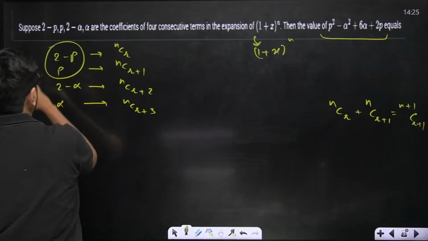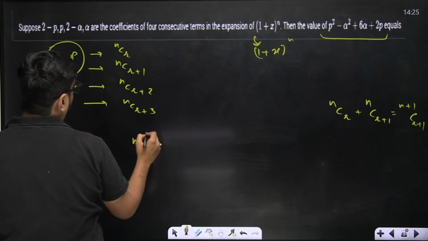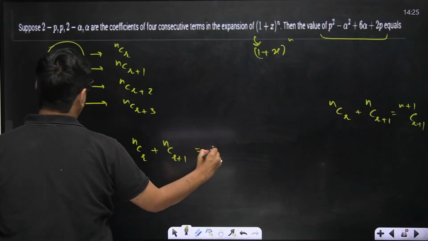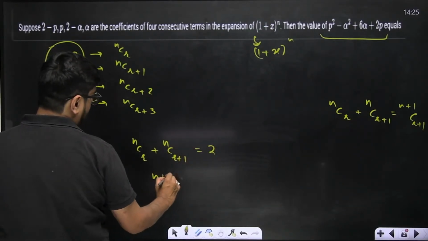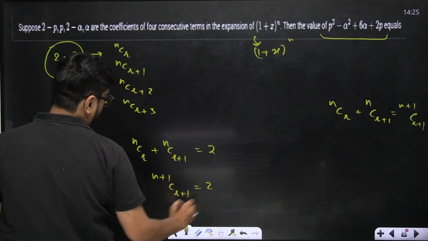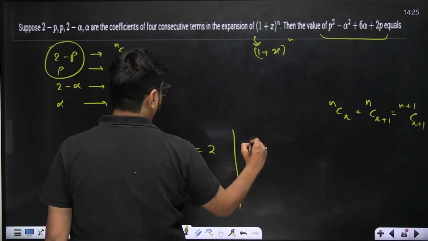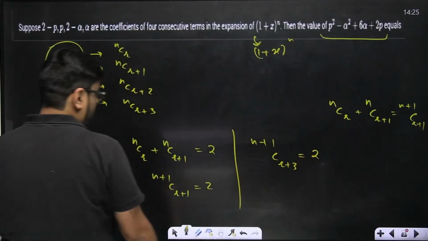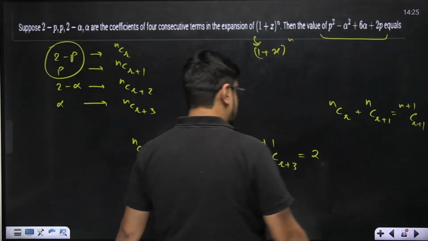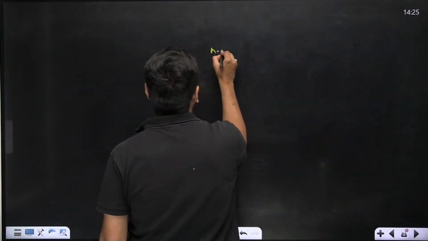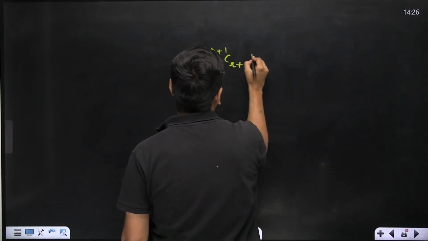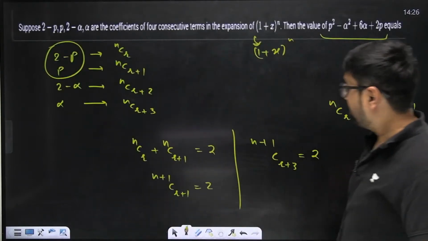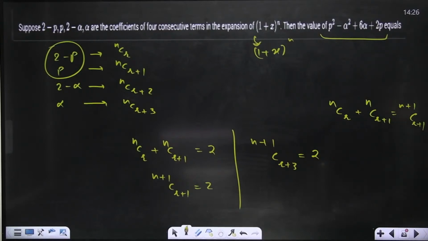I'm not able to find where I found this, but let's try something else. Actually, these two sum is also equal to 2. So nCr plus nCr plus 1 also is equal to 2. So this gives us n plus 1 C r plus 1 equal to 2, right? Similarly, we can get n plus 1 C r plus 3, which is also equal to 2. So we are getting n plus 1 C r plus 1 equal to n plus 1 C r plus 3, but this is also not giving anything substantial.